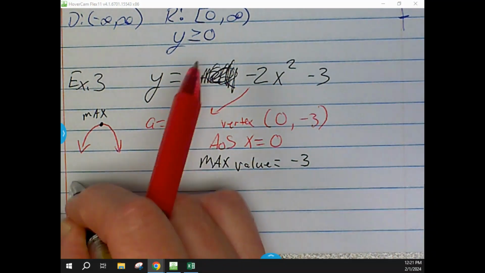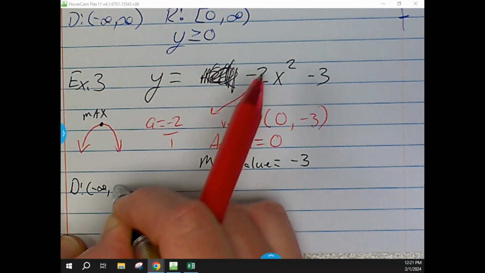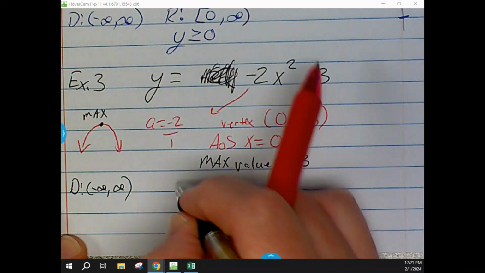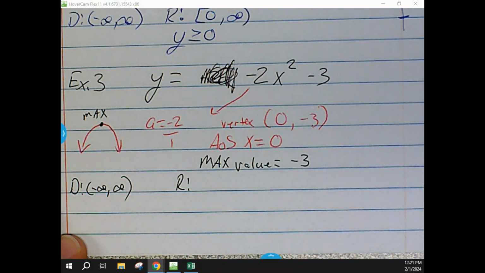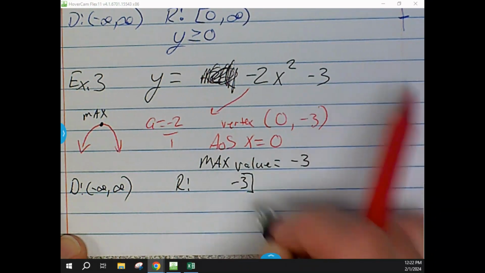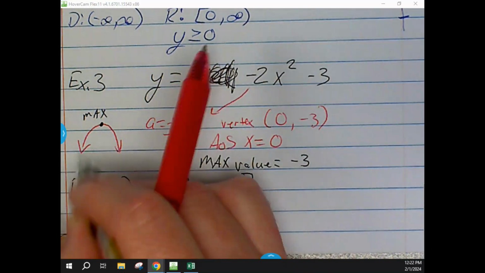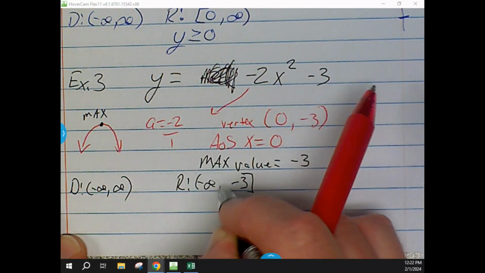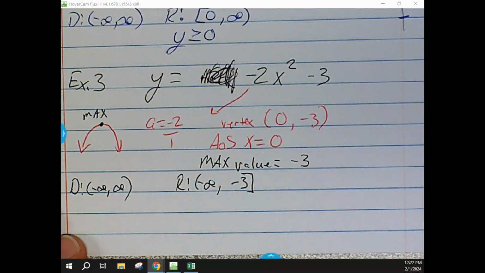Okay. The domain we know never changes. It's negative infinity to infinity. For the range, since that's the biggest number, that stops. So it's negative 3 here. And again, it's pointed down, so we know this thing goes down forever. So it's negative infinity, and we're going to stop at negative 3.